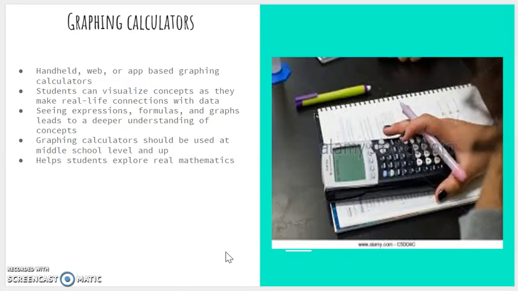And the last one is helping students explore real mathematics. For example, a teacher may give a student a problem that uses real world numbers, and students can use the calculator to help them make the computations more easily, since the numbers would be harder to work with, but then they can show they understand the problem by solving it using a calculator.